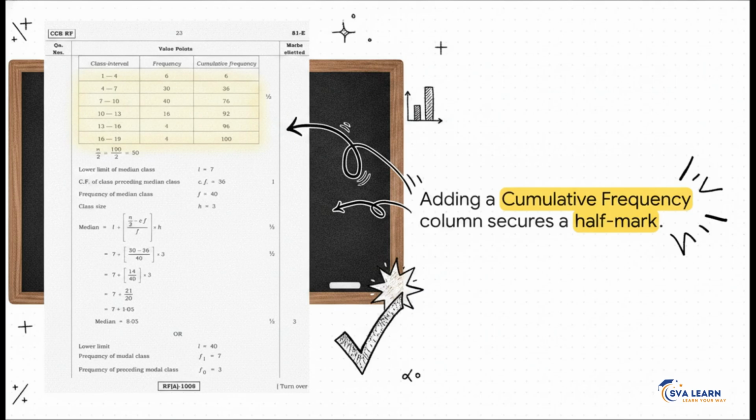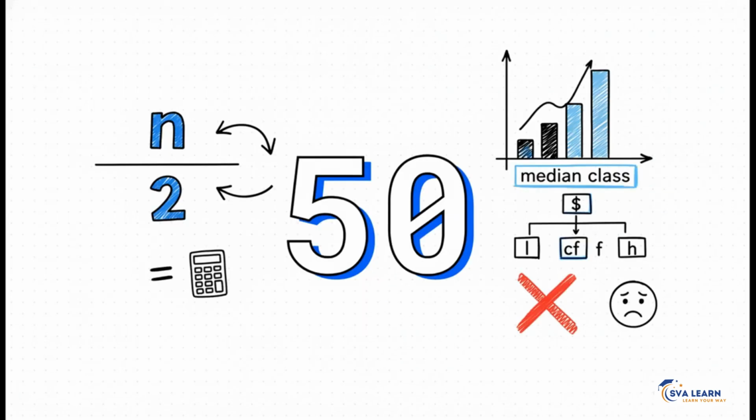Never ever skip drawing the table in your actual answer booklet. And here is the linchpin. Calculating this single fraction correctly, n divided by 2, is the mandatory key to finding the right median class, which basically unlocks the rest of the problem. If your total frequency n is 100, write down n over 2 equals 50. Then, immediately go find the cumulative frequency that's just greater than 50. That right there defines your median class.